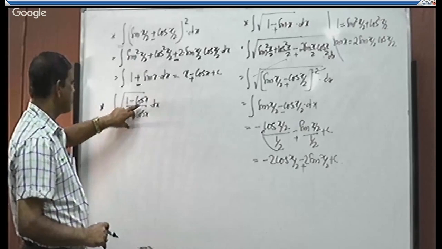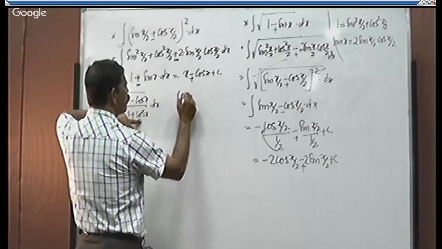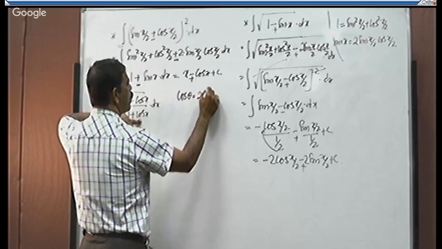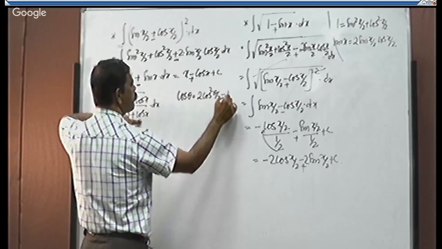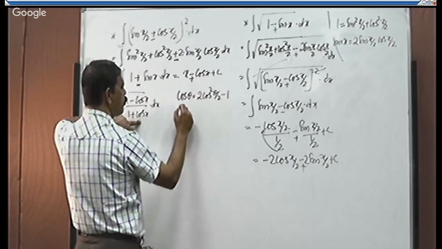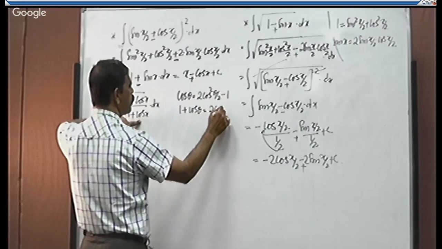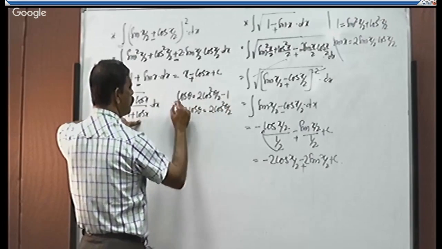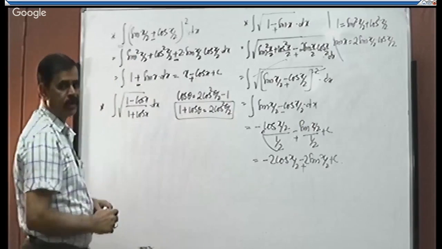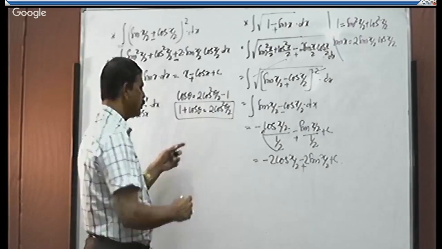1 minus cos x by 1 plus cos x. So use the submultiple angle formula. Cos theta is equal to 2 cos square theta by 2 minus 1. Or if minus 1 is taken to this side, it becomes 1 plus cos theta is equal to 2 cos square theta by 2. So wherever we come across 1 plus cos theta or 1 plus cos x, it should be taken as 2 cos square theta by 2.